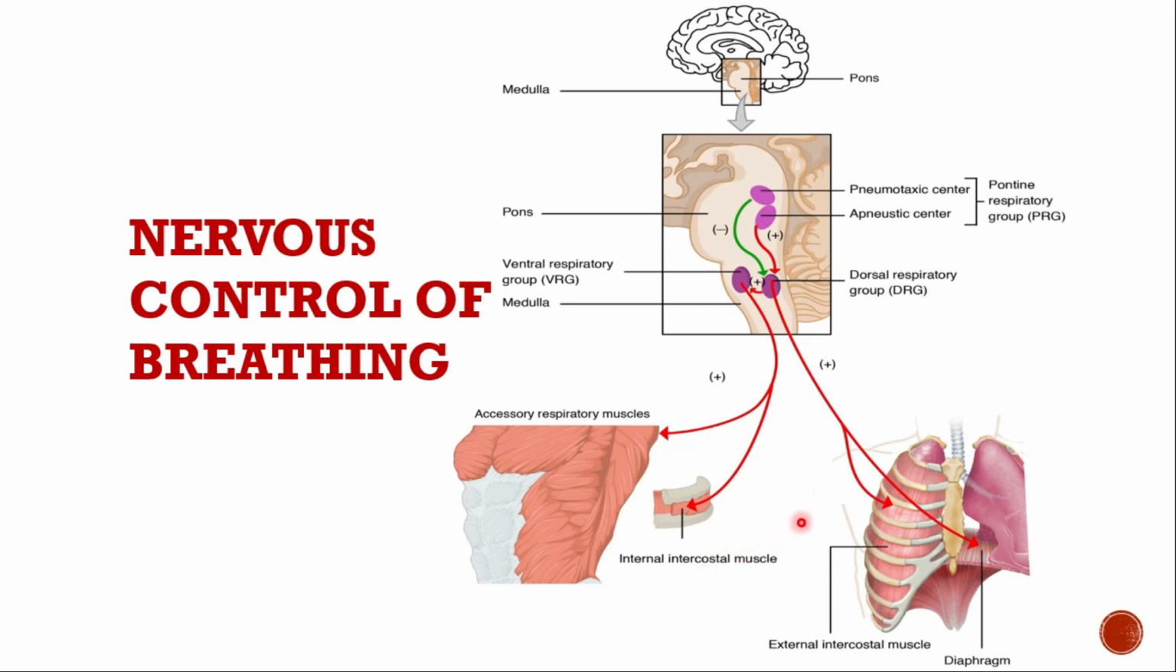Then comes the dorsal respiratory group that controls inspiration. So ultimately it controls the diaphragm and external intercostal muscles. And the pontine respiratory group controls the rate and pattern of breathing. There are two centers, the pneumotaxic center and the apneustic center, that control the rate and pattern of breathing. Once the neurons stop firing, the inspiratory muscles relax and expiration occurs.